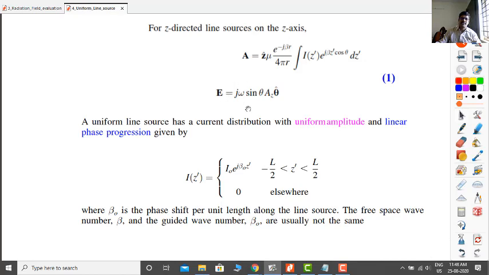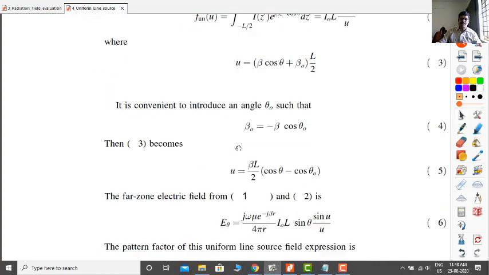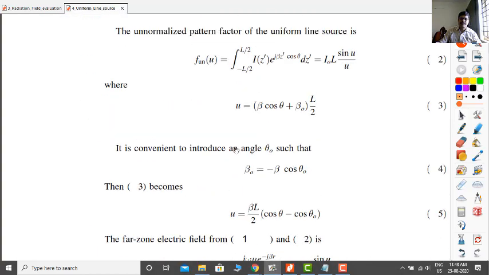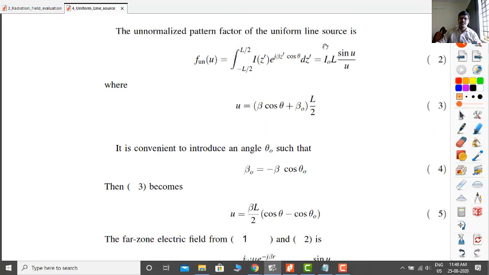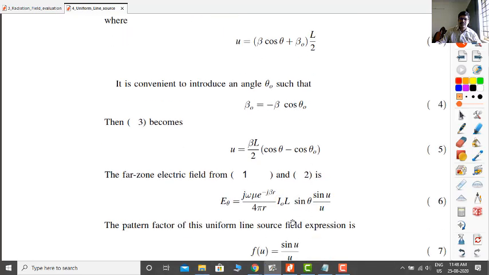Far zone electric field, from these two equations, because this is the equation we are going to use to compute the electric field, j omega sin theta Az. Just now we have computed the Az part. Now we have to substitute the Az part there. That is, it will be j omega e raised to j beta 4 pi r of this much sin u by u, because this is the integral part we have computed. When you apply this, we will be getting E theta, that is the electric field along the theta direction.